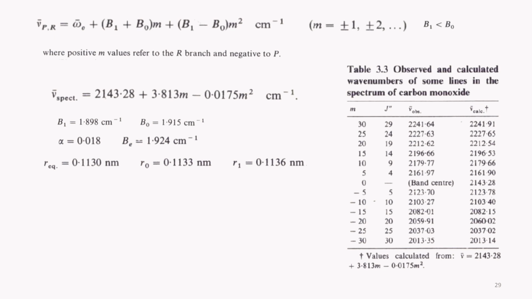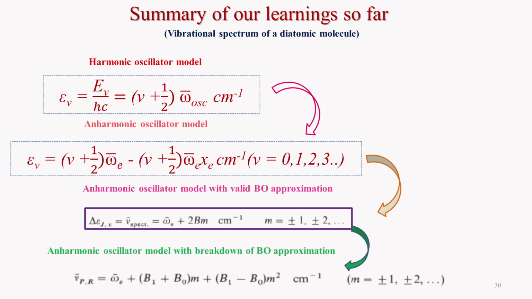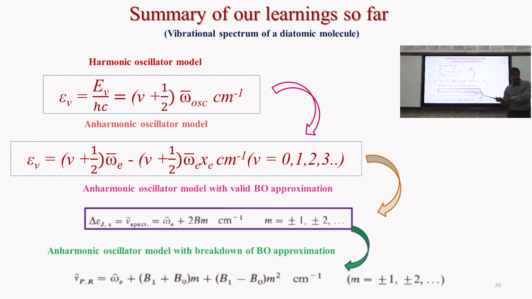I think we are running out of time, so this might be the last one. Where we have started, this is the evolution of this spectroscopy. We started with the harmonic oscillator model, and then we saw that only one band is expected, omega OSC, which is not enough for the multiple bands. So we changed our approximation. Instead of the harmonic oscillator, we consider the anharmonic oscillator, which allows you to think of the bond breaking event.